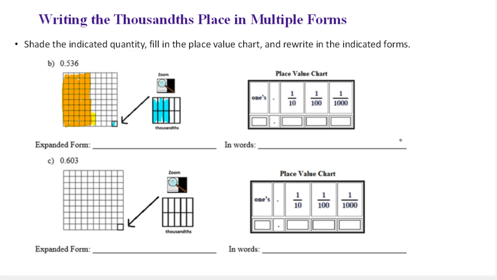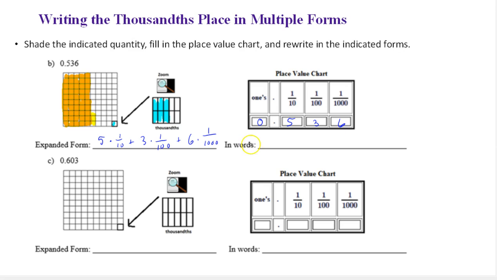So in the place value chart, we have 0 ones, 5 tenths, 3 hundredths, and 6 thousandths. In expanded form, we'd write this as 5 times the place value 1 tenth, plus 3 times the place value 1 over 100, plus 6 times the place value 1 over 1,000.